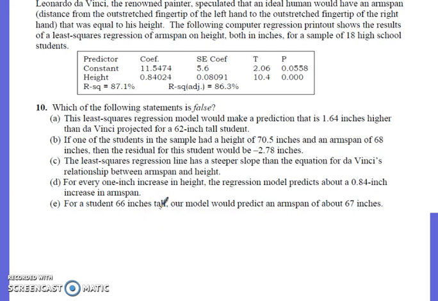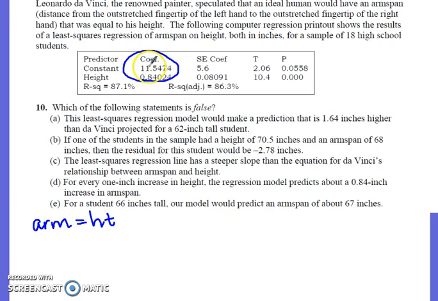All right, and then number 10, which of the following statements is true? Da Vinci, the Renaissance painter, speculated that an ideal human would have an arm span equal to his height. So basically, arm span would equal height. That's the equation that he predicted. The following computer regression printout shows the results of a least squares regression line, both in inches, for a sample of 18 high school students. So now we've got to come up with the equation that we got from a sample of 18 students.